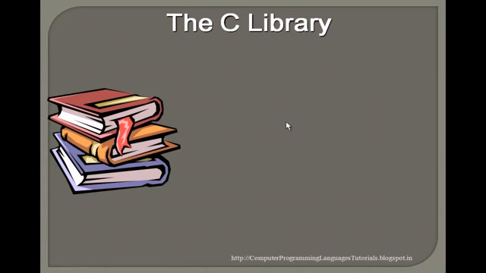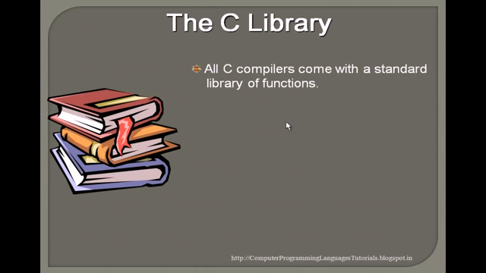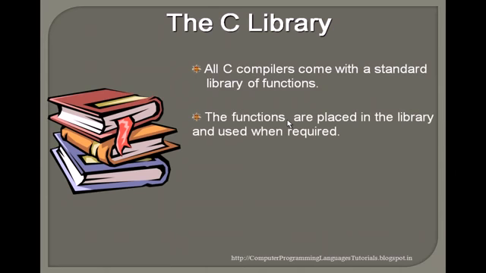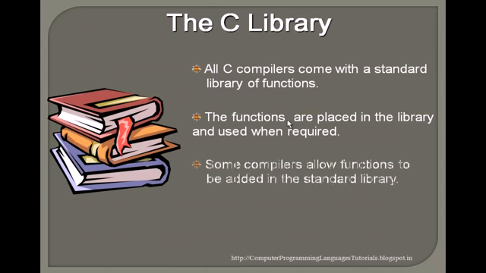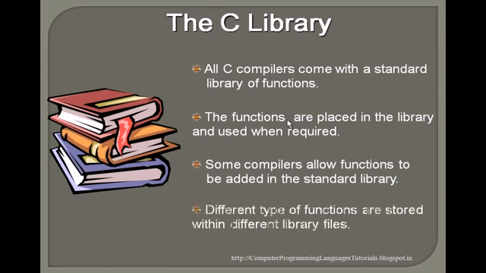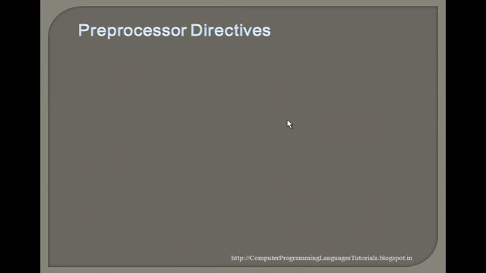As we know that all library functions are stored in library files, then what are the library files? All C compilers come with standard library functions. The functions are placed in library files, and these functions are placed within different types of library files. Later, you can also create your own functions, and you can also store those functions in library files. Different functions are stored in different files. We will see what the library files are.